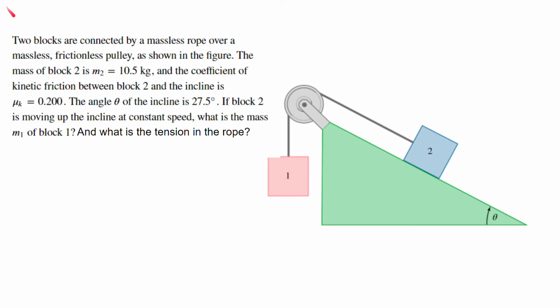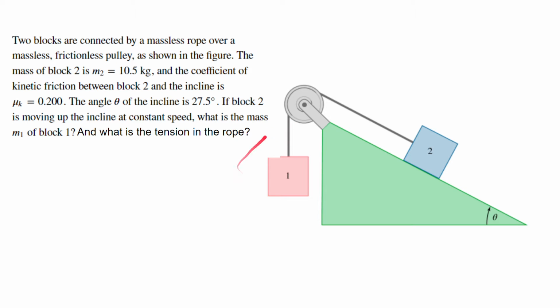So two blocks are connected by a massless rope over a massless, frictionless pulley, as shown in the figure. The mass of block 2, m2, is equal to 10.5 kilograms, and the coefficient of kinetic friction between block 2 and the incline is mu k equal to 0.2. The angle theta of the incline is 27.5 degrees. If block 2 is moving up the incline at a constant speed, what is the mass m1 of block 1, and what is the tension in the rope?